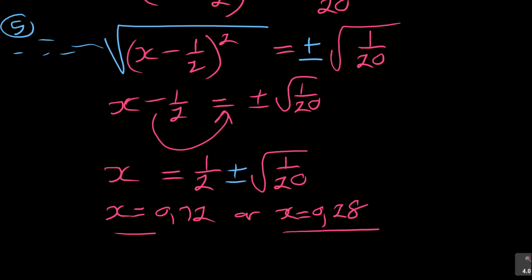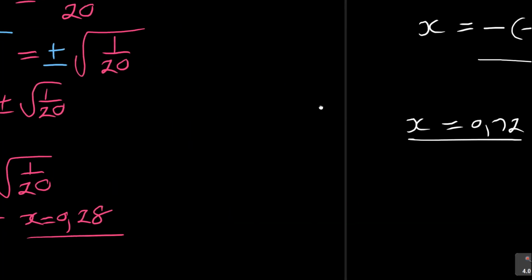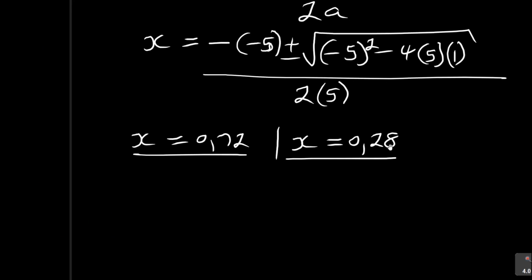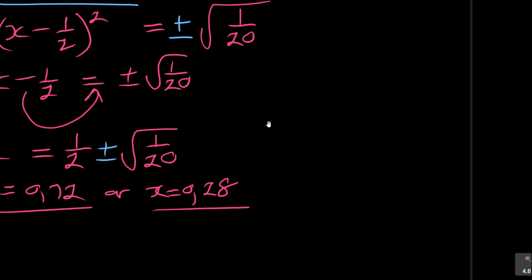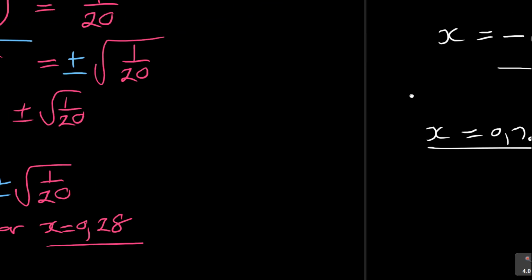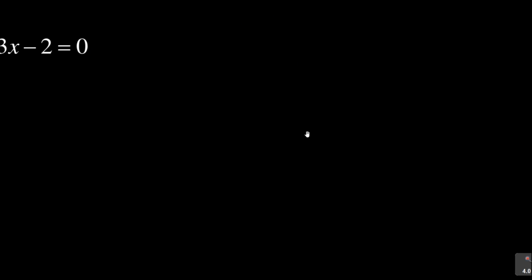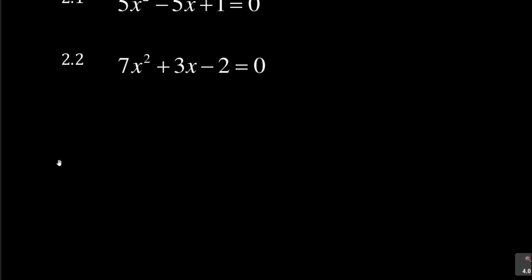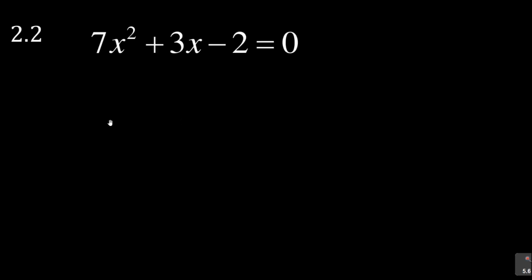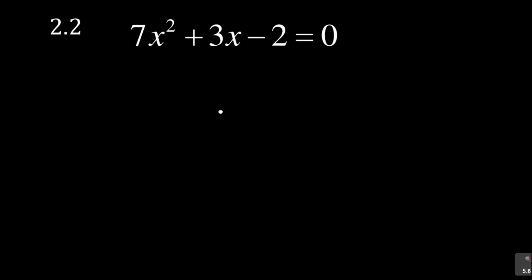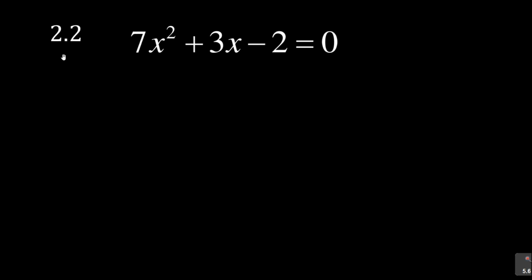Now compare the answers to the ones that we did previously. There it is, 0.72, 0.28. Guys, you can see that it works. Completing a square and solving for x using the quadratic formula will still give you the same answer. So just know that. Let's do the second one now. Also matching, just seeing whether it's possible.